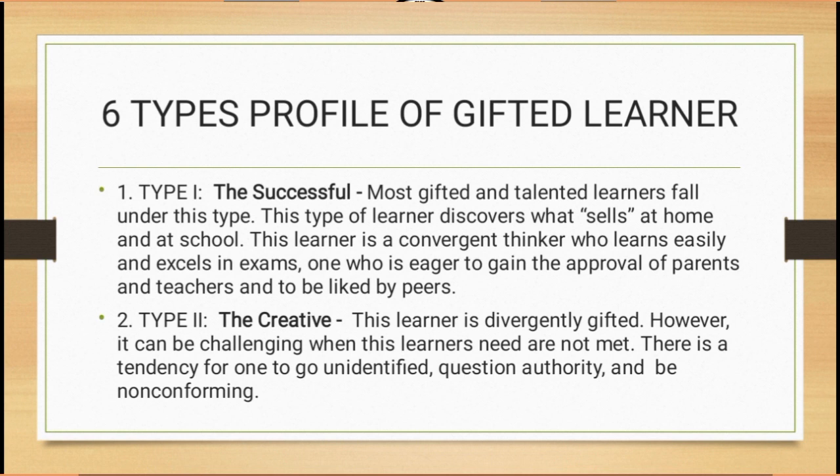Type 2, the creative. This learner is divergently gifted. However, it can be challenging when these learners' needs are not met. There is a tendency for one to go unidentified, question authority, and be non-conforming.